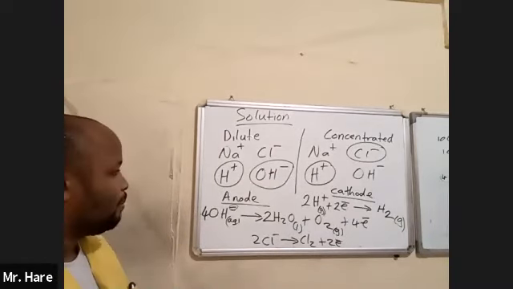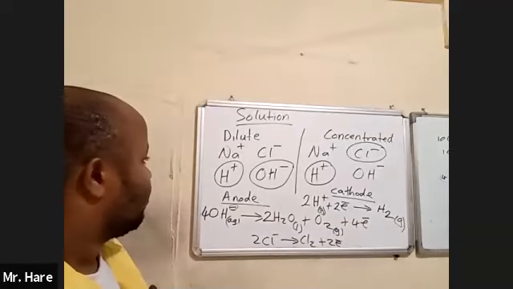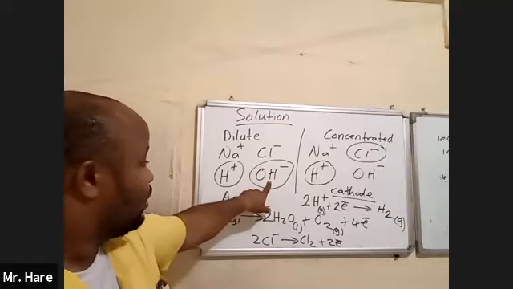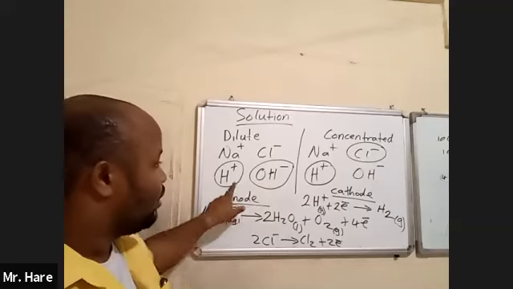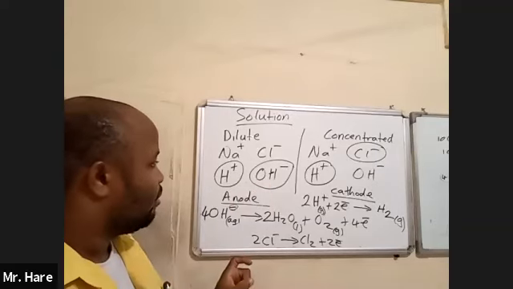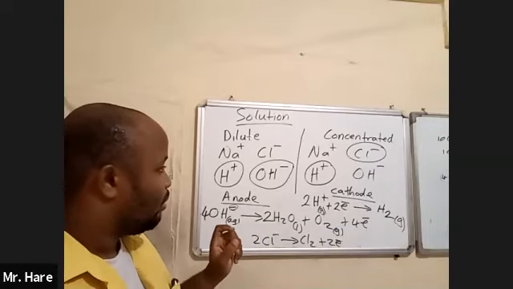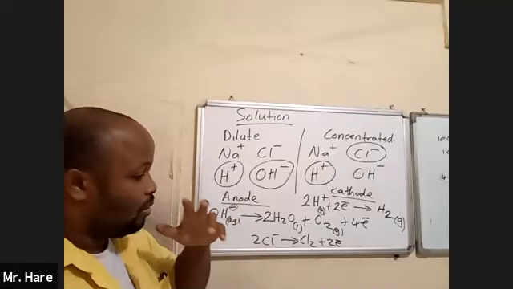So, sir, what you're basically saying for the dilute, it would basically come from the dilute is what? The hydroxide. The hydroxide and the hydrogen, the concentration would come from the solution, the concentrated solution, and from the... All right, one so go to the cathode.